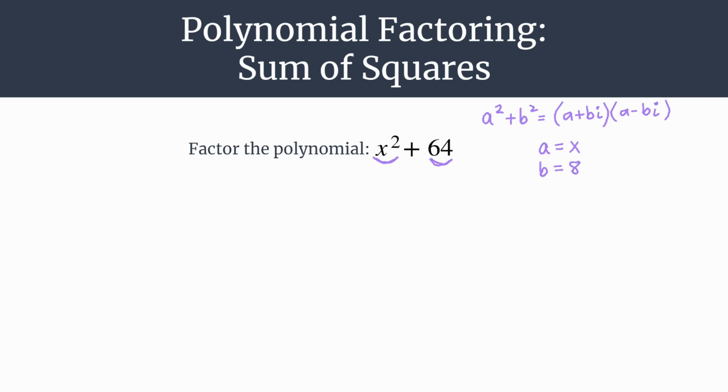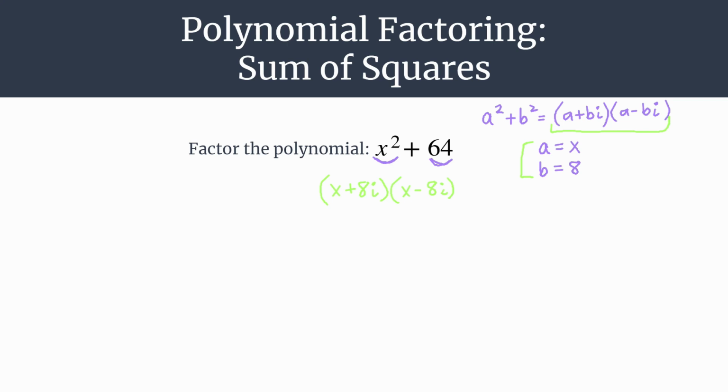So now we have everything we need for the template, and all we have to do is place our numbers into the template to get this polynomial factored. Using this template and this a and b, our first binomial will be x plus 8i. We just put in x for a and 8 for b in the first part of the template, and then we have x minus 8i. This is the correct factoring of our polynomial x squared plus 64.